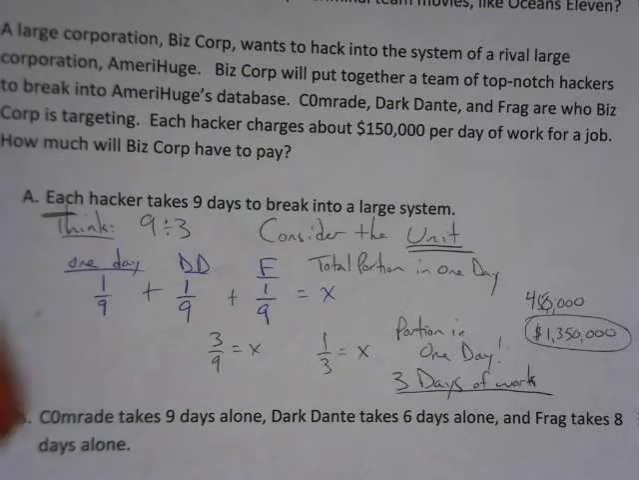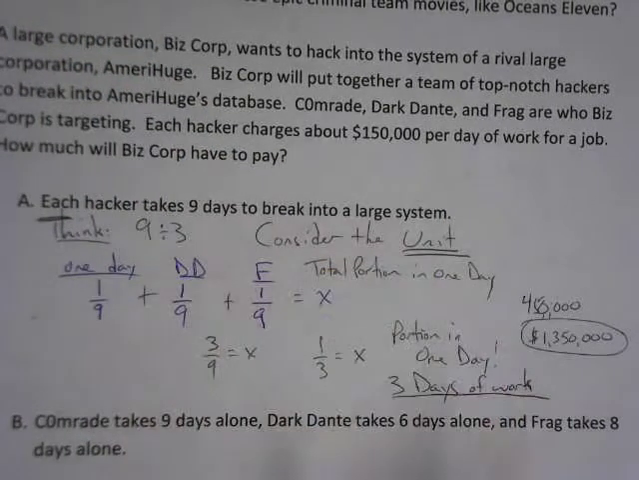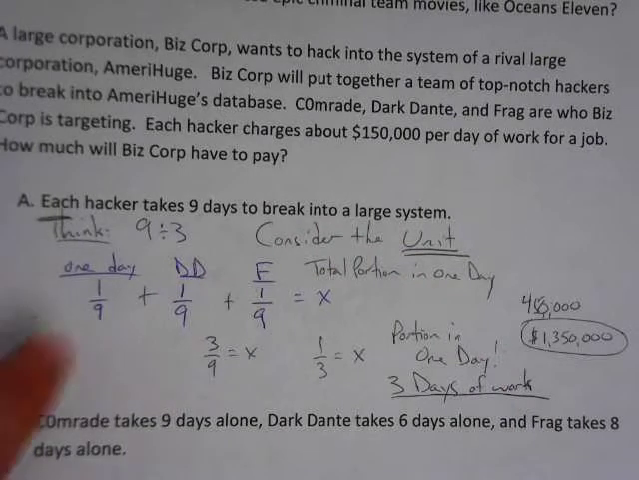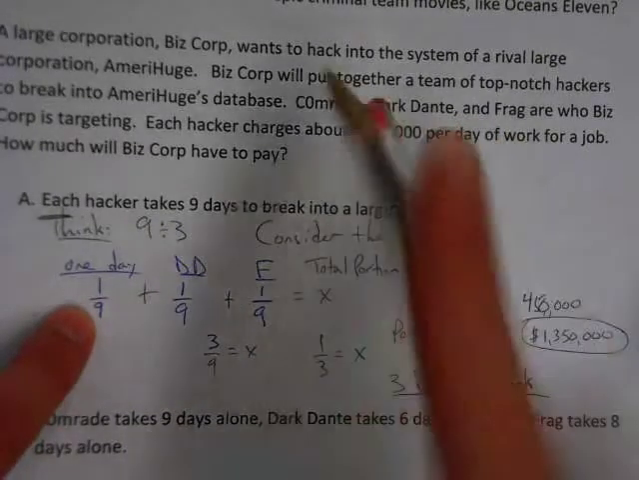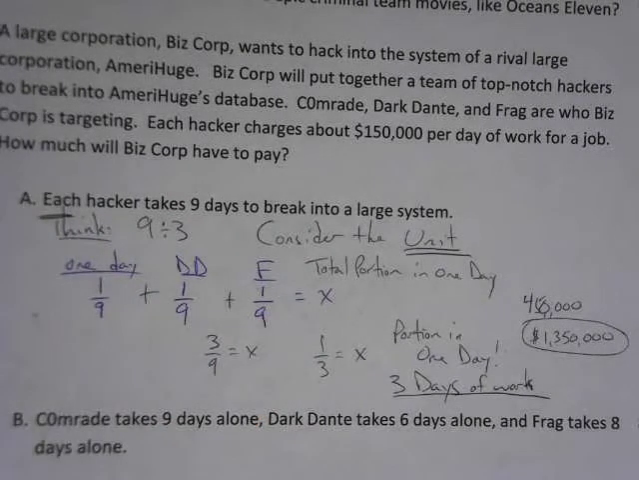But how you would consider that is to consider the unit. What would be the portion of the job done in 1 day? And so in 1 day, Comrade gets 1/9 of his job done, Dark Dante gets 1/9 of his job done, and Frag gets 1/9 of her job done, and that's what they can get done in 1 day. And so you can figure out what would be the total portion of their job being done in 1 day, and then clearly 3 days of work. Okay, so all this is required thinking.